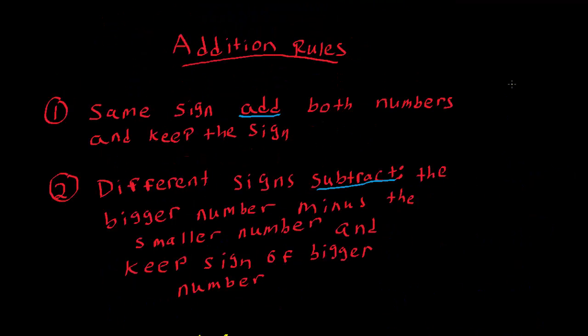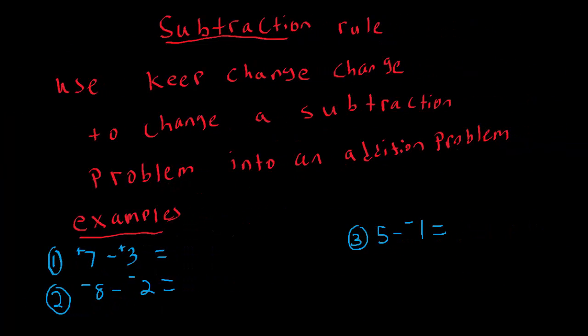Now this is addition, and now you might ask yourself, what about subtraction? Well, if we look at the rules for subtraction, all we're really going to do is just use keep, change to change a subtraction problem into an addition problem. Now, you don't really need any rule after that because you already know how to add. So let's turn these subtraction problems into addition problems. So the first one, I have +7 minus +3. Well, that's the same thing as writing +7 plus -3. Did keep, change. Keep the +7, change the subtraction to addition, and change the positive to a negative.